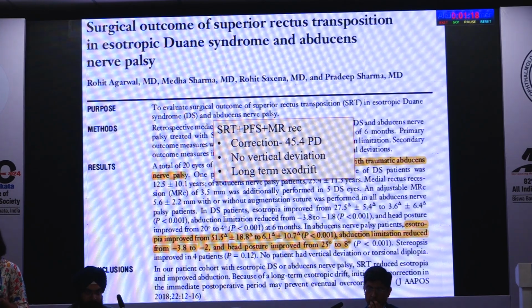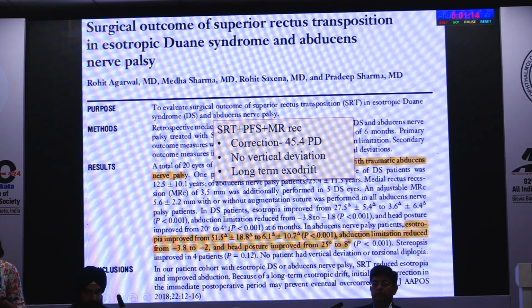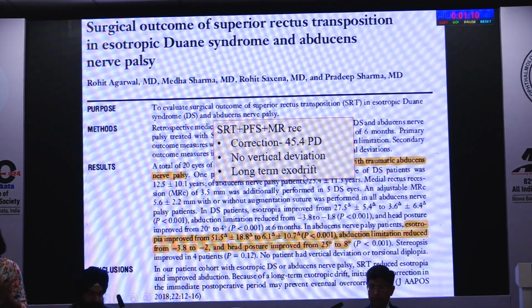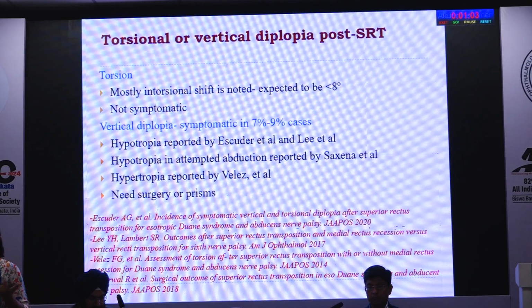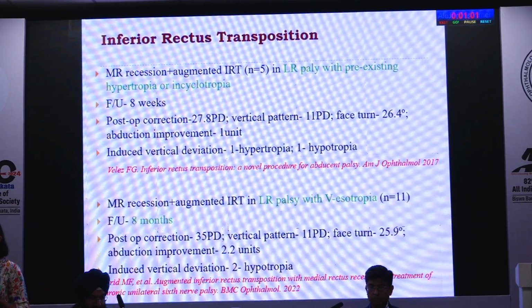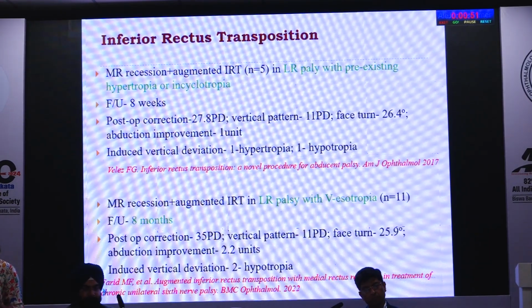What we also noted is that in the long term, the effect tends to improve. So if there is a mild undercorrection in the immediate postoperative period following SRT, you can expect it to improve over time. There are very rare case reports of torsional and vertical diplopia. Less commonly advocated is the inferior rectus transposition, which has been done only in very specific cases like patients with LR palsy with hypertropia, excyclotropia, or a V esotropia.